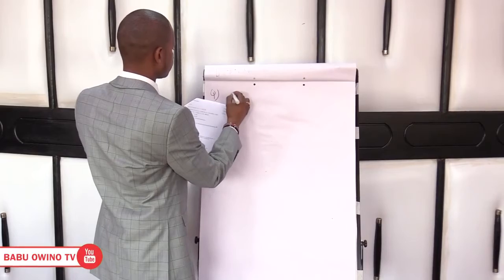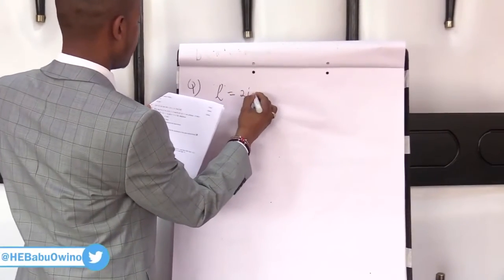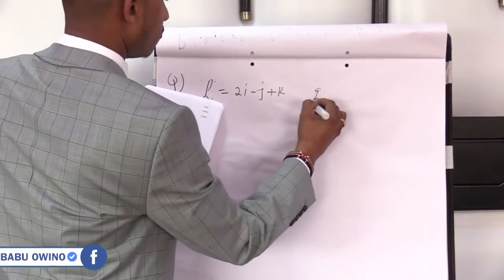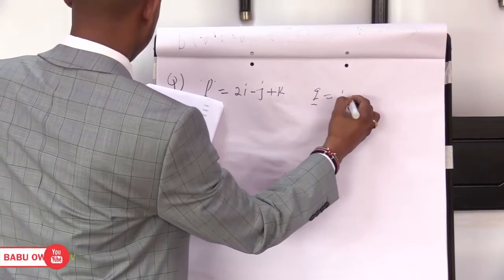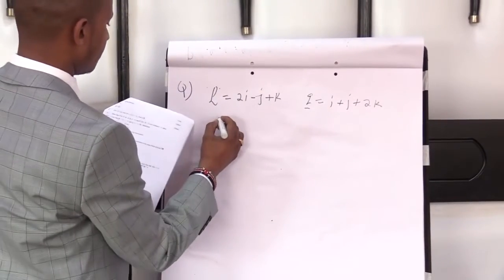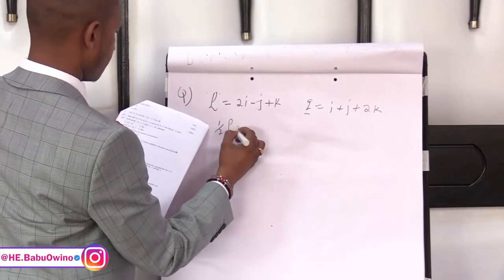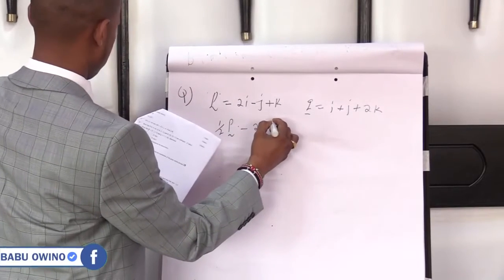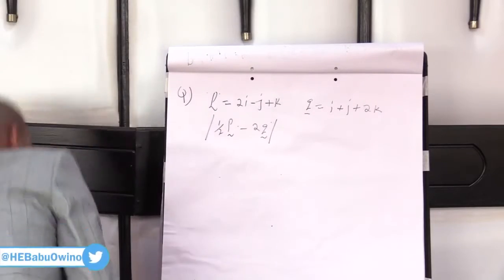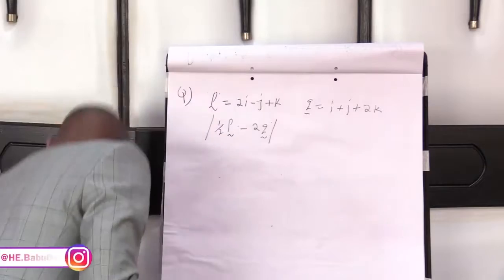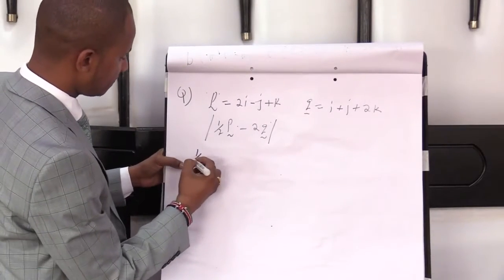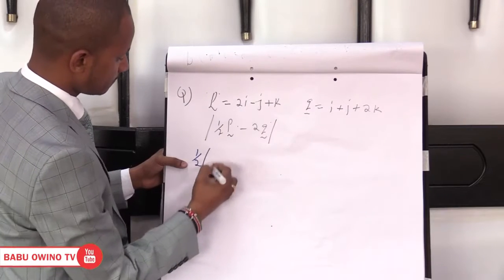Given that P equals 2i minus j plus k, then Q equals i plus j plus 2k. Then you are told to determine a half P minus 2Q. They want you to get the modulus of a half P minus 2Q. So here, just come here and say a half of P.